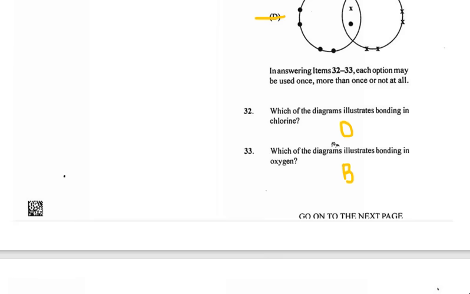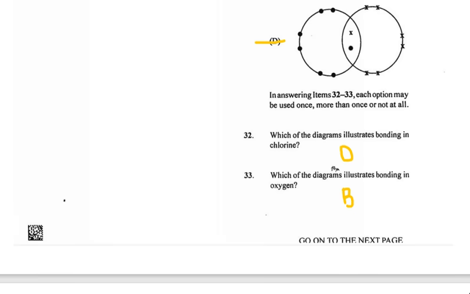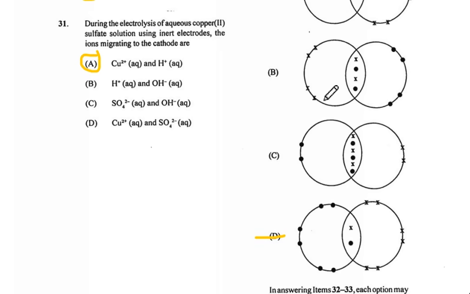Number 33. It says, which of the diagrams illustrates bonding in oxygen? All right, guys. So we have B. The answer for this one is B. So this one is the bonding of oxygen, guys. So we have two, and guys, once you remember the diagram, you will never miss.